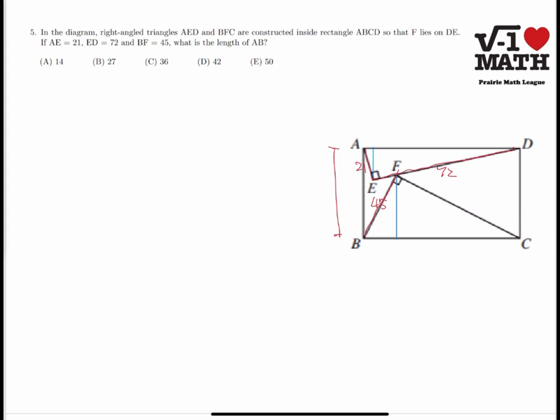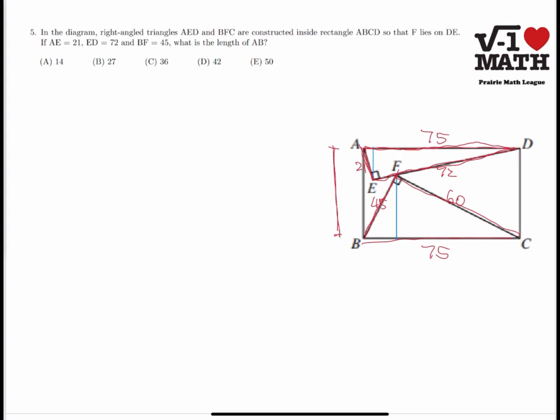Now, the first thing we can do is find this length because we know Pythagoras, right? Applying Pythagoras on AED, we find that AD is equal to 75. But so is BC because this is a rectangle, and therefore we can apply Pythagoras again to triangle BFC, and this gives us that FC is equal to 60. So now we've gotten this length, which is not what we wanted.